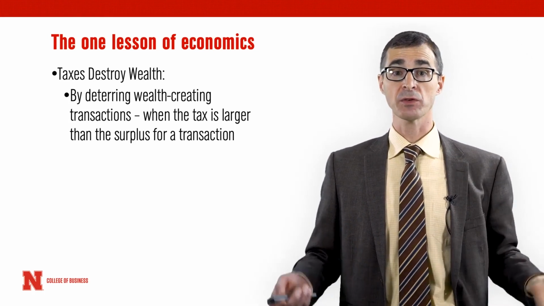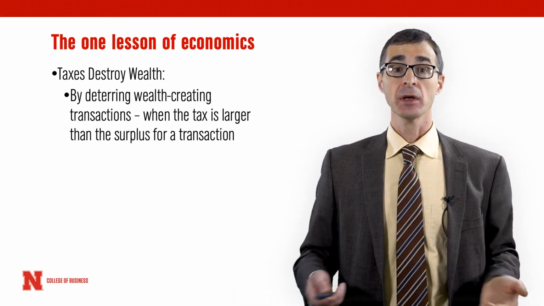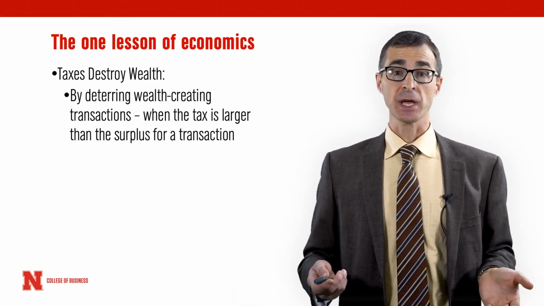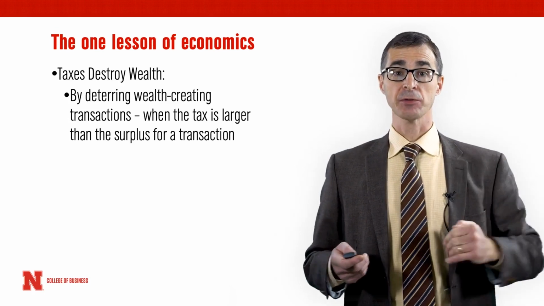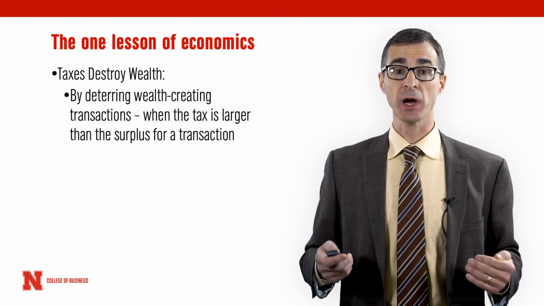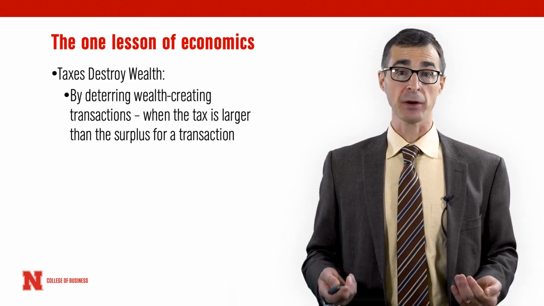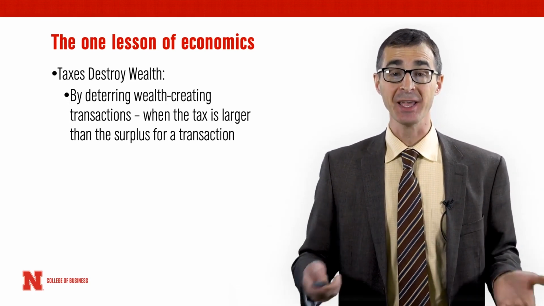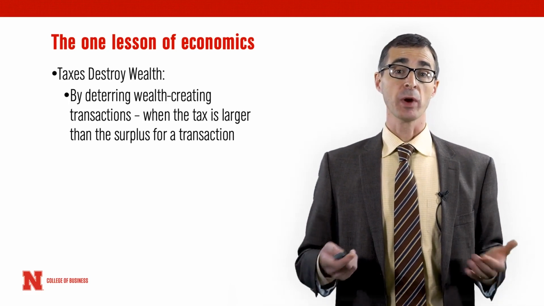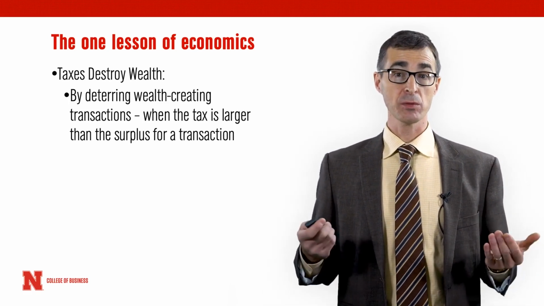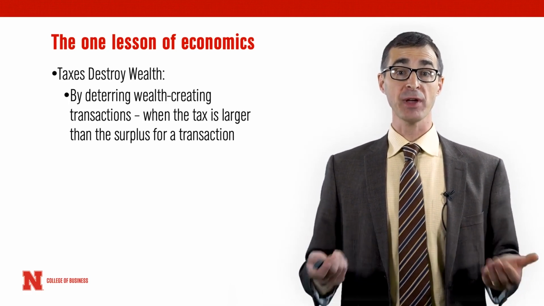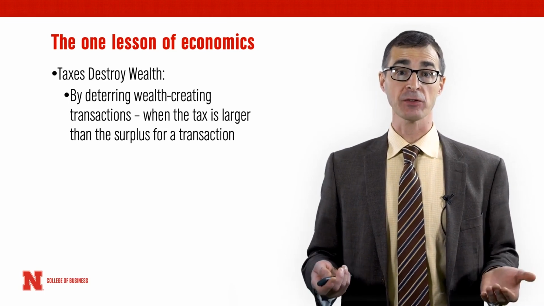In this case, what's going to happen? Nothing. The 25% sales tax will prevent the buyer and the seller from coming to terms because there's no price that the seller is willing to accept that is low enough that the buyer is willing to pay. And so this is an example where taxes would prevent the formation of wealth by preventing a wealth-creating transaction.